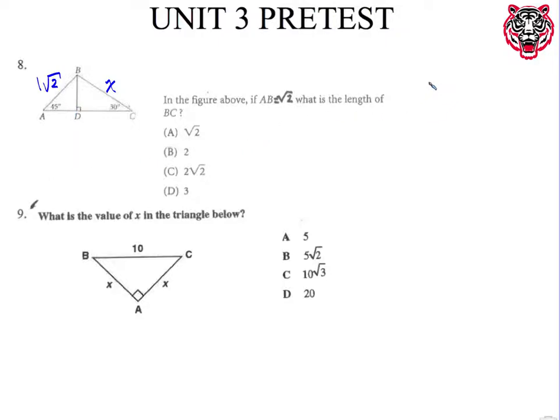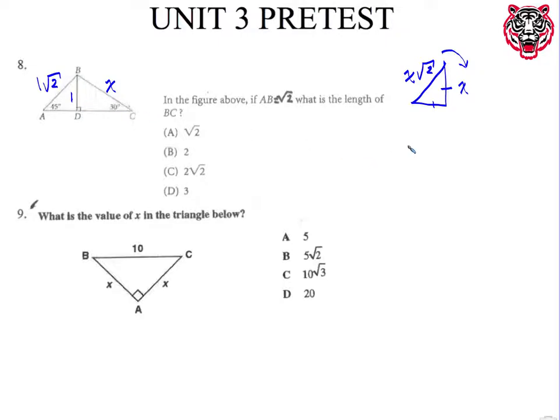And if you're having trouble remembering that, here's my 45, 45, 90. This is x square root of 2, and this is going to be my x. In order to get from here to here, I need to divide by square root of 2. So square root of 2 divided by square root of 2 gives you this length here is 1.